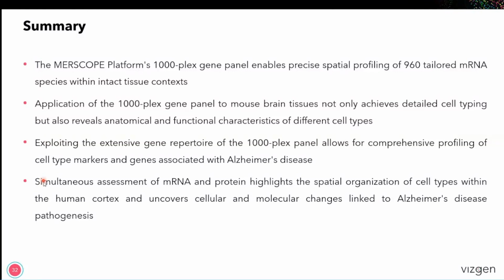Finally, simultaneous assessment of mRNA and protein with the spatial organization of cell types within the human cortex can uncover the cellular and molecular changes linked to Alzheimer's disease pathogenesis. I will end here and I'm very happy to take questions. Thank you for your attention.